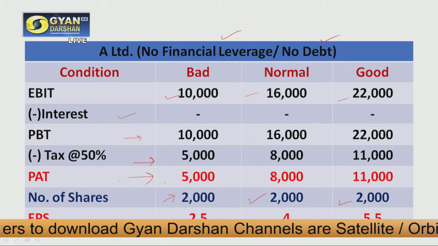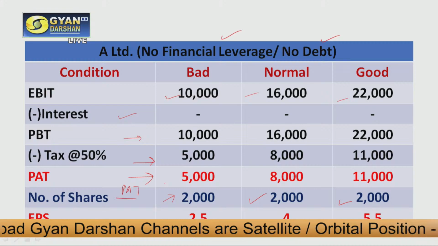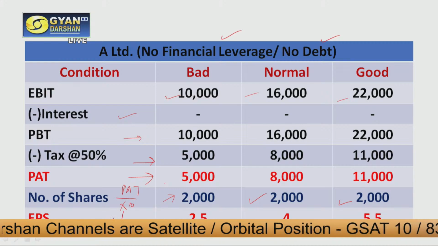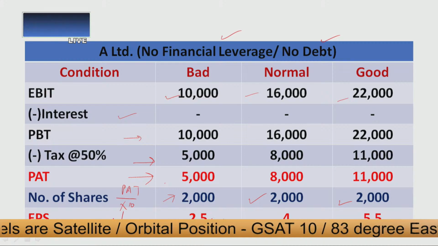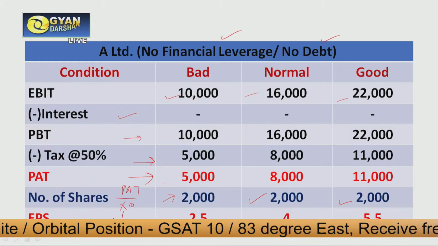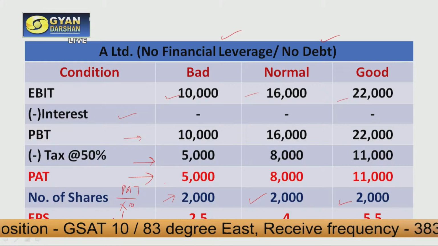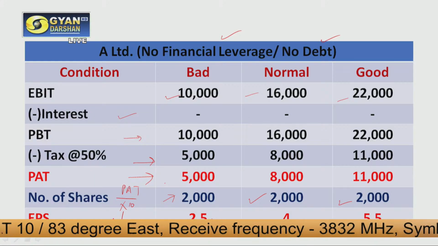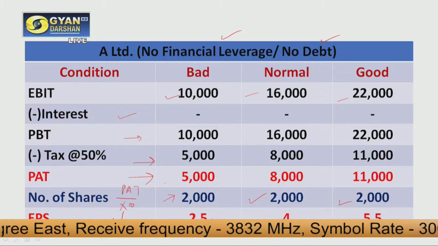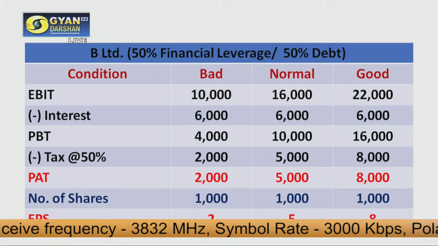Now we need to divide profit after tax by the number of shares, and by dividing this, we will get our EPS. So it is 2.5 in case 1, 4 in case 2, and 5.5 in case 3. That means when the economic situations are good.